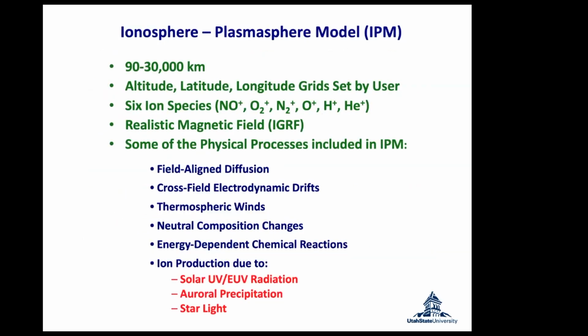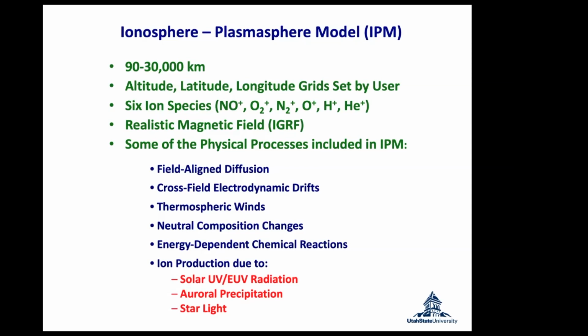The ionosphere plasmasphere model, the IPM, has the following characteristics. The altitude range is from 90 to 30,000 kilometers. The altitude, latitude, and longitude grids can be set by the user. 6 ion species are included: NO+, O2+, N2+, O+, H+, and He+. A realistic magnetic field is used, the IGRF, the International Geomagnetic Reference Field.